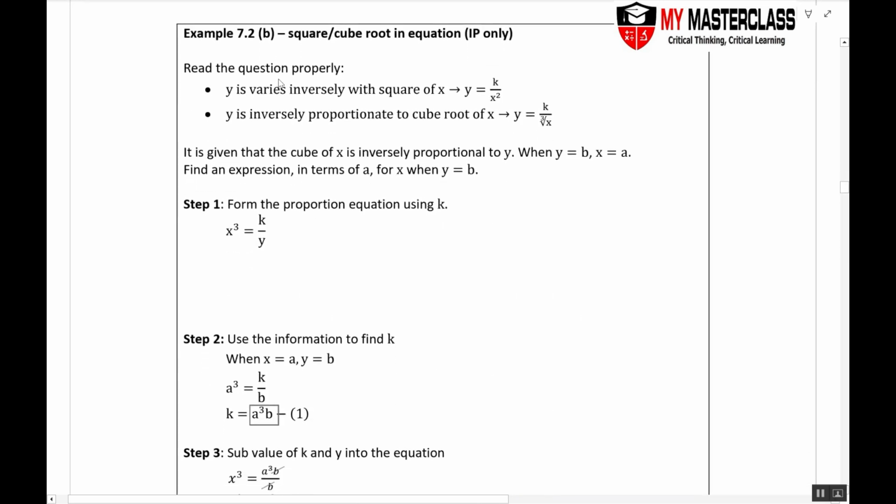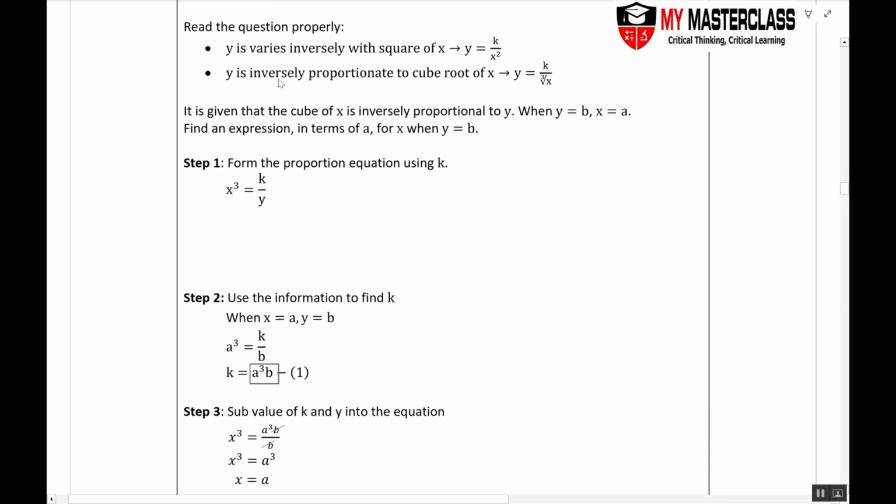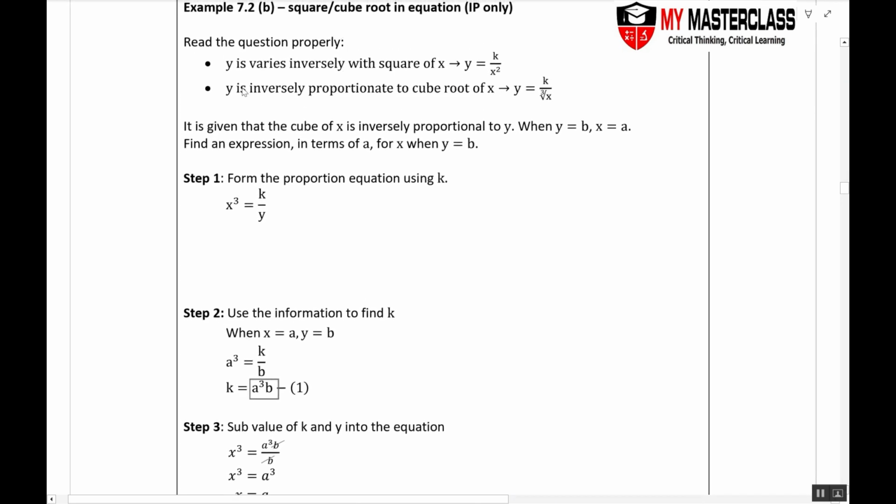Same thing here, read the question carefully, whether they're talking about the square of x or cube root of x. In this question it is given that the cube of x is inversely proportional to y. When y equals b, x equals a. Find an expression in terms of a for x when y equals b.